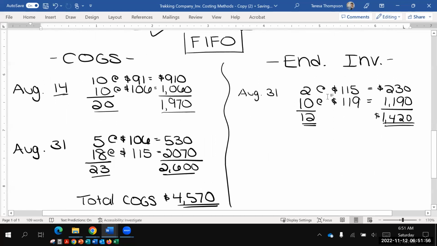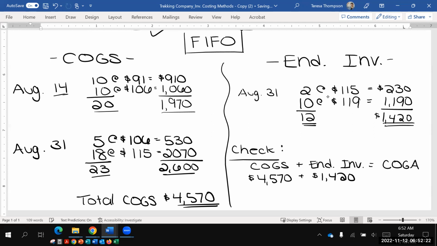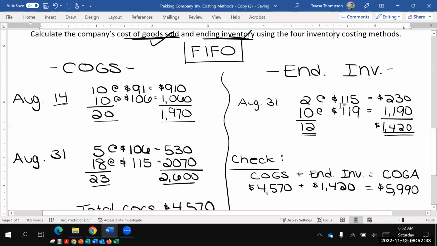Now let me show you one check because I'm all about checks. So let's do a check to make sure we didn't mess up our math anywhere. The figure we calculated for cost of goods sold, right? The 4,570. If you add that to the figure you calculated for ending inventory, which for us was 1,420, you should get your cost of goods available. Okay, so add that up. We get 5,990. So let's go see if that is our cost of goods available.